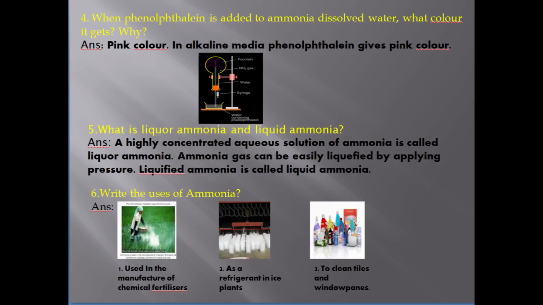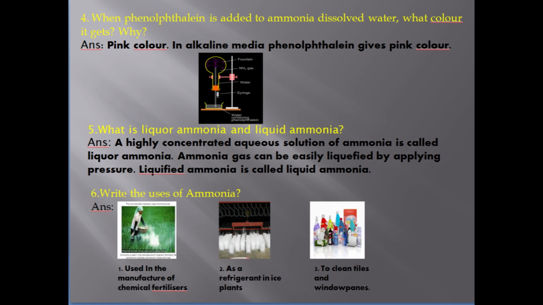Ammonia is highly soluble in water. Because of this, when an ammonia tanker leaks, water is sprayed to reduce its intensity. A highly concentrated solution of ammonia is called liquor ammonia. Ammonia gas can be liquefied easily by applying pressure. Liquefied ammonia is known as liquid ammonia.